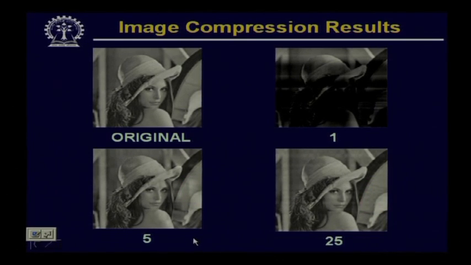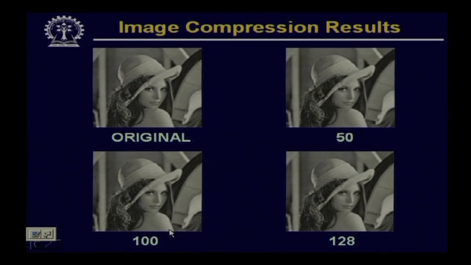Similarly, if I increase the number of eigenvectors further, if I go for 50 eigenvectors, the image is further improved. With 100 eigenvectors, I get further improvement. If I use 128 eigenvectors, I get a still better reconstructed image. So, this way you will find that if I consider all the eigenvectors of the covariance matrix to form the transformation matrix, in that case the reconstruction will be a perfect reconstruction.